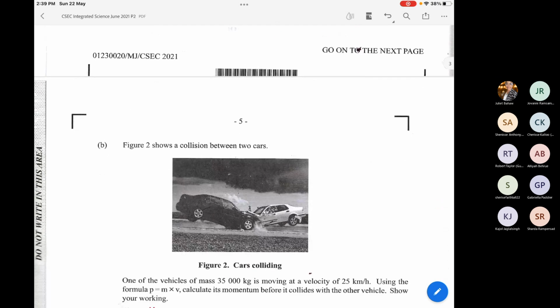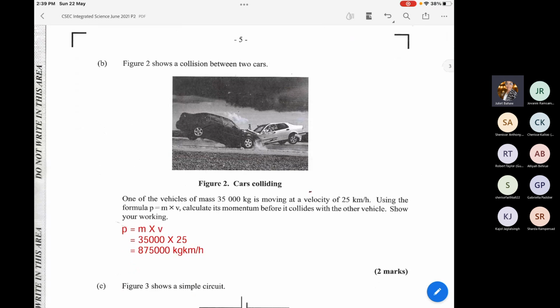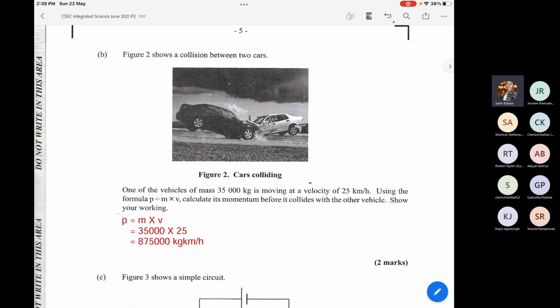All right. Figure 2 shows a collision between 2 cars. One of the vehicles of mass 35,000 kg is moving at a velocity of 25 km per hour. Using the formula P = m × v, so they give you the formula, calculate the momentum before it collides with another vehicle. So you just simply multiply the two: 875,000 kg km per hour. Remember, put your units, show your working.